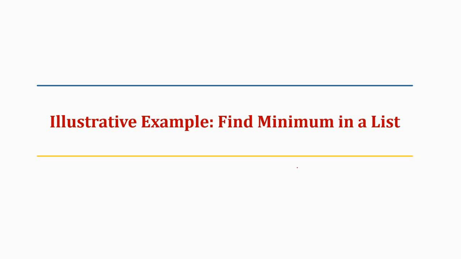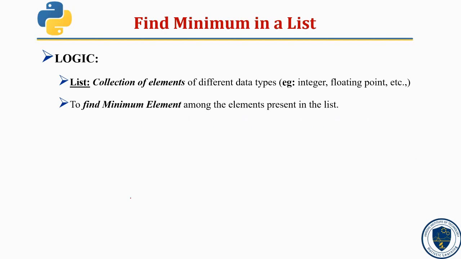Hi all. In this video, let's take an illustrative example to find the minimum in a list. What is a list? A list is a collection of elements of different data types. Data is nothing but the input that we receive from the user, which can be an integer or floating point number or any other data type. In chapter 2, we will be discussing data types in detail.